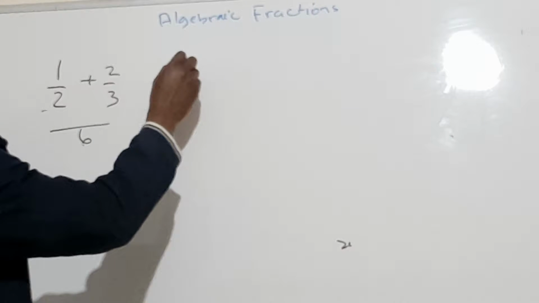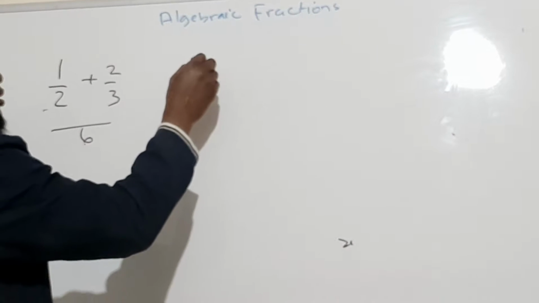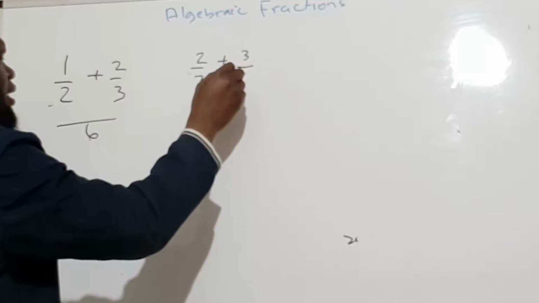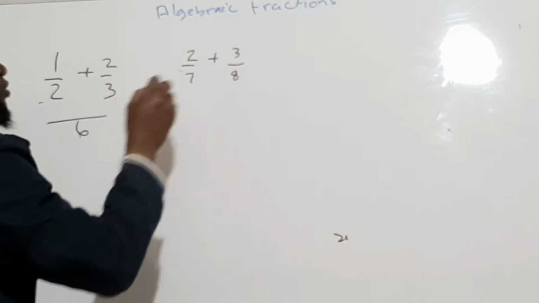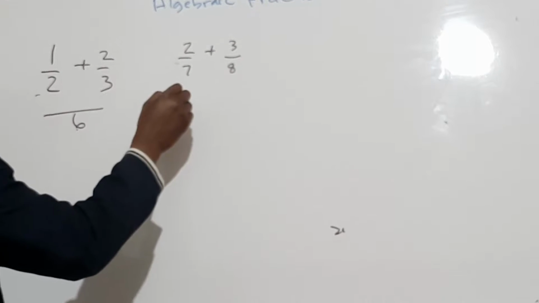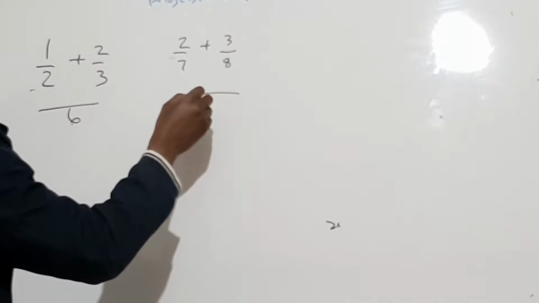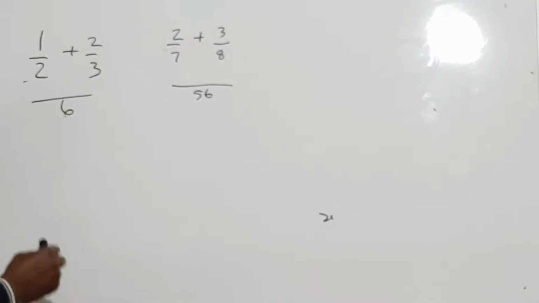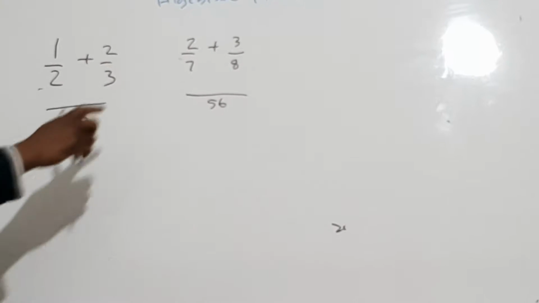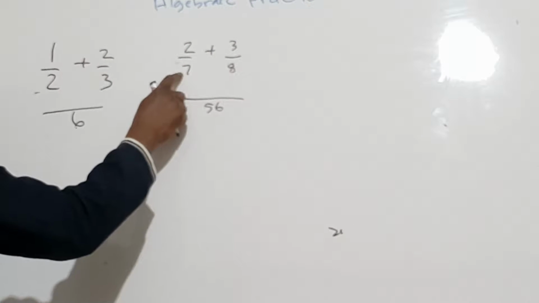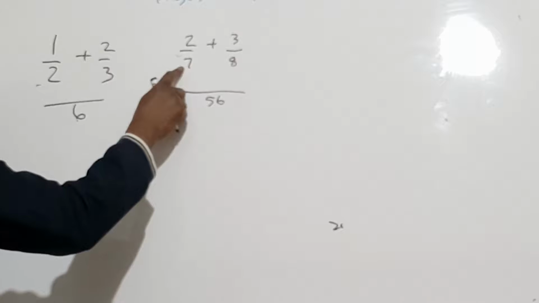Because if you have 2 over 7 plus 3 over 8, it might be difficult to find a common multiple, yes? But you just multiply them. 7 times 8, 56. That's right. So this will go into that time, and this will go into that time. We will multiply the terms together.